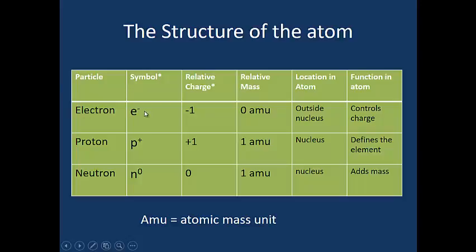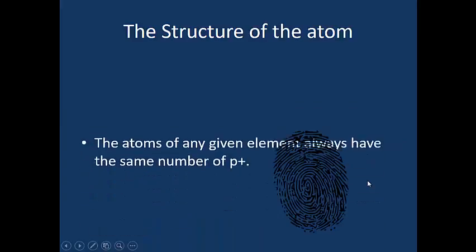And because we have these different symbols here, instead of writing out the word electron every time, when we write this e with a negative, we all know that that means the electron. Again, it has no mass, it's negatively charged, it's outside the nucleus, and its function is to control the charge. The proton is what defines the element, and the neutron actually changes the mass of our atoms.